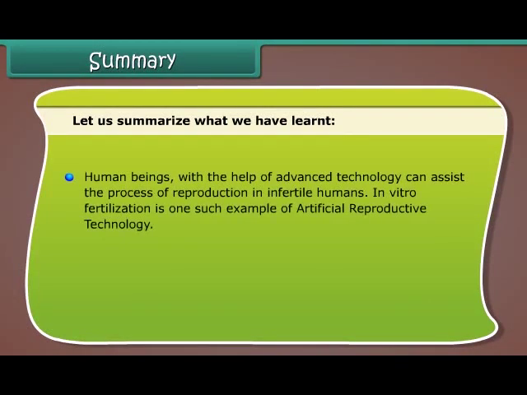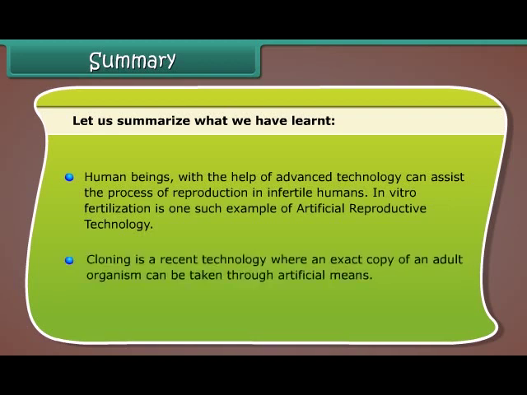Human beings, with the help of advanced technology, can assist the process of reproduction in infertile humans. In vitro fertilization is one such example of artificial reproductive technology. Cloning is a recent technology where an exact copy of an adult organism can be made through artificial means.